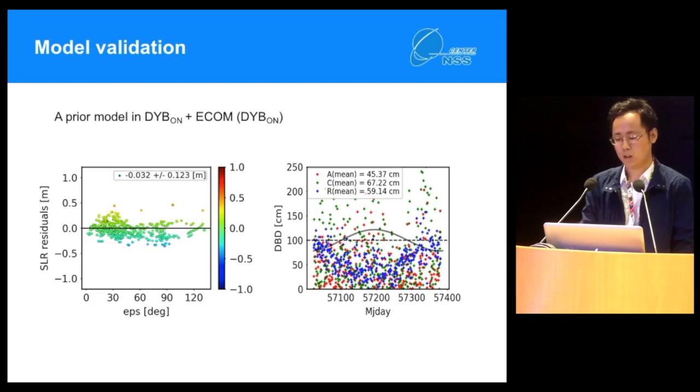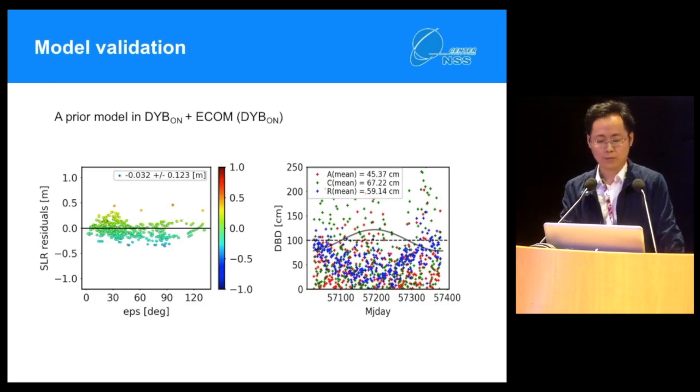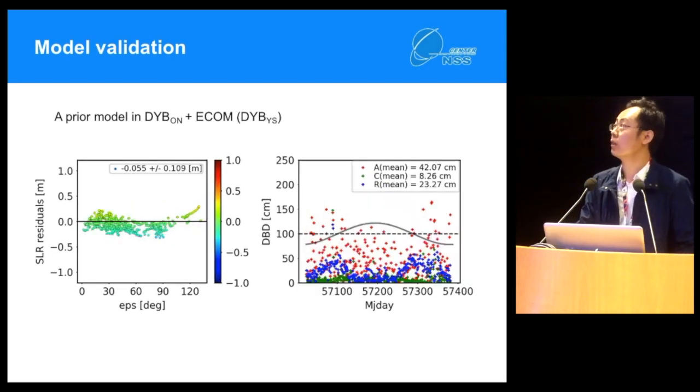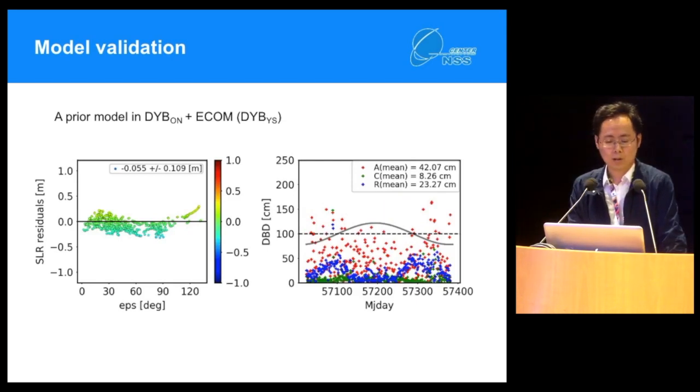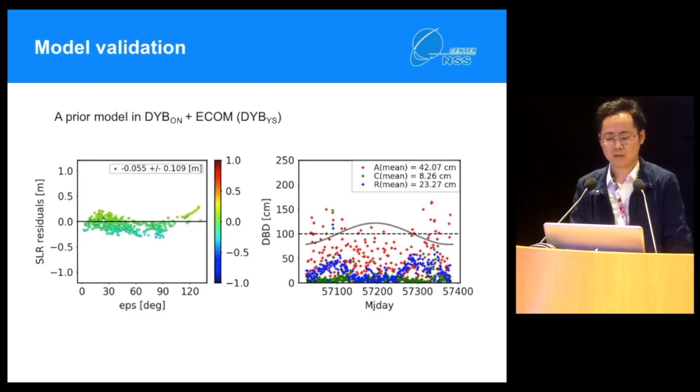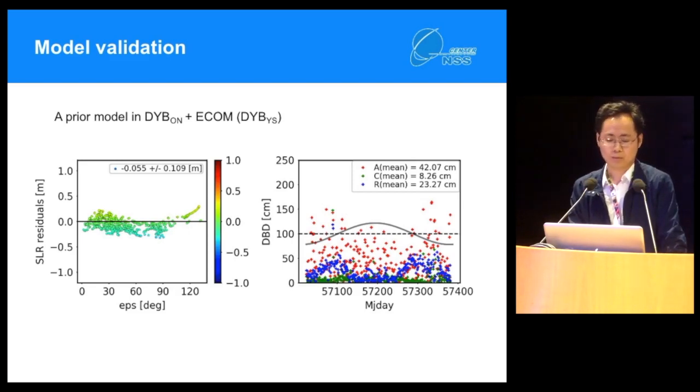So it's quite strange. However, if we change the ECOM to use the original one, in this case we can obtain a good orbit, not only in SLR validation, but also in DVD. For this, we need to investigate more to answer what the reasons may be, possibly related to the bad geometry of observations.